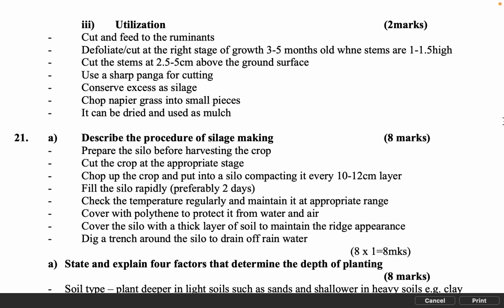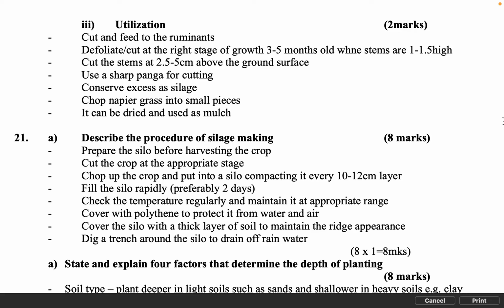Utilization. 2 marks. Cut and feed to the ruminants. Defoliate, cut at the right stage of growth, 3 to 5 months old, when stems are 1 to 1.5 meters high. Cut the stems at 2.5 to 5 centimeters above the ground surface. Use a sharp panga for cutting. Conserve excess as silage. Chop Napier grass into small pieces. It can be dried and used as mulch.